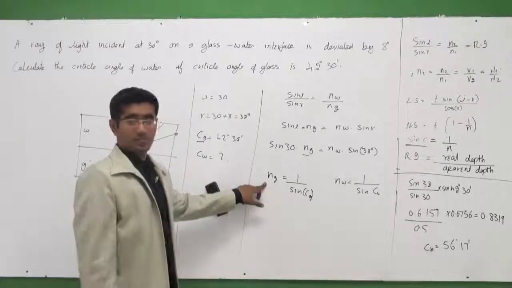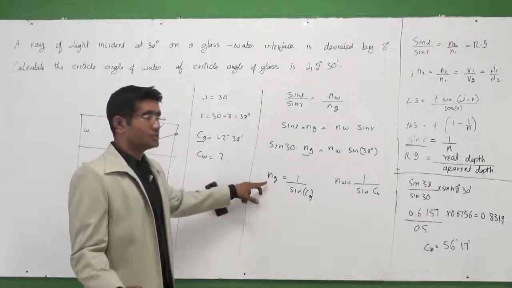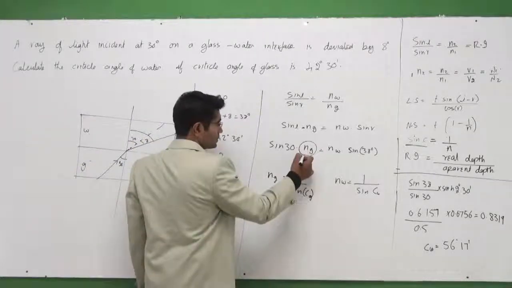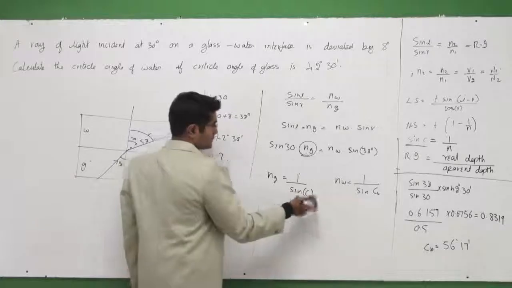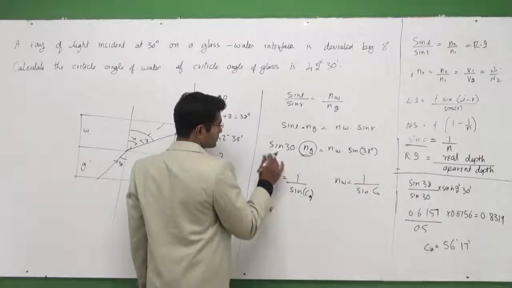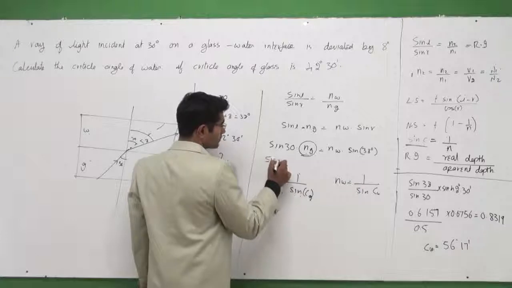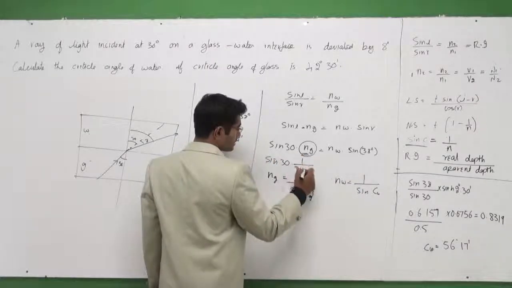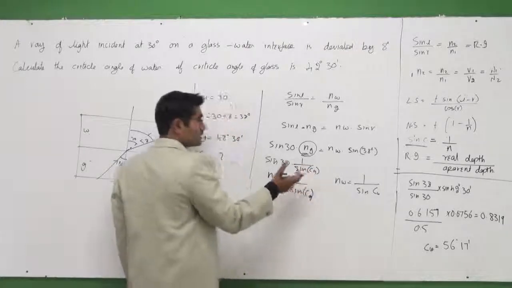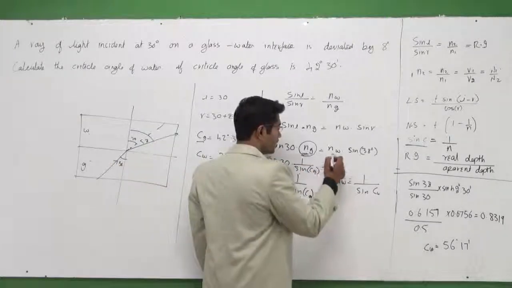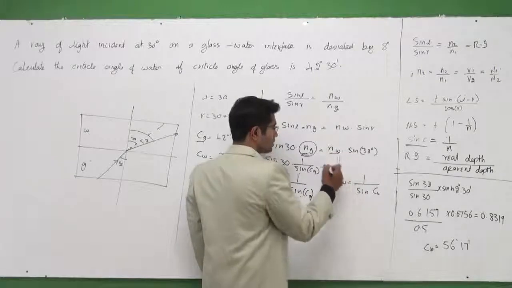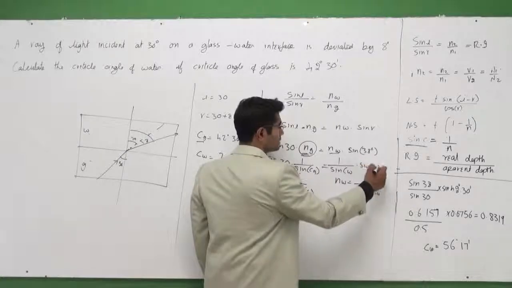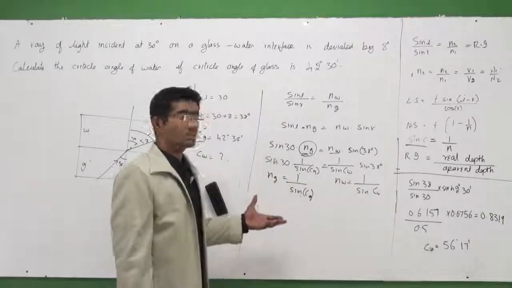Why am I using this? Because N is not given to me; in turn, C is given to me. So I'm converting N into C, and I can substitute NG as 1 by sine CG. Alright, so I can write sine of 30 into, instead of NG, 1 by sine CG, that is the critical angle of glass, equal to NW, again 1 by sine CW, into sine of 38 degrees.